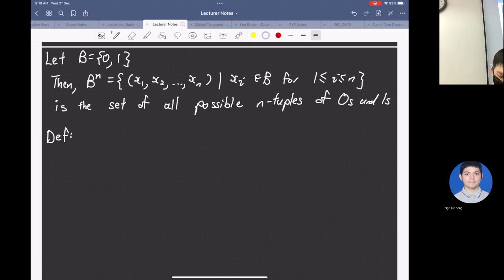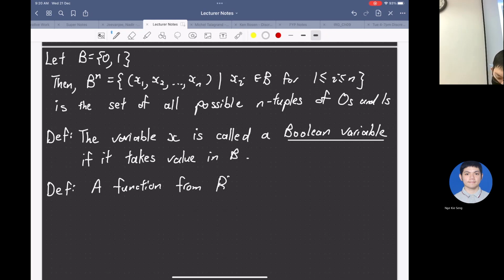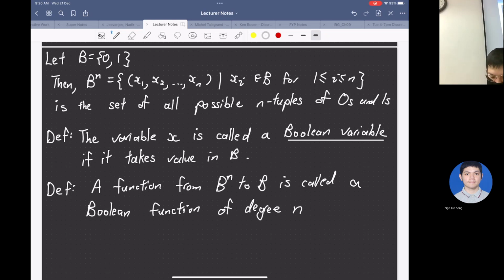Okay. So next, we will call a variable x a Boolean variable if it takes values 0 or 1, that is, a value in B. Next, a function from B^n to B is a Boolean function of degree n. So this function only spits out 0 or 1, from B^n to B.